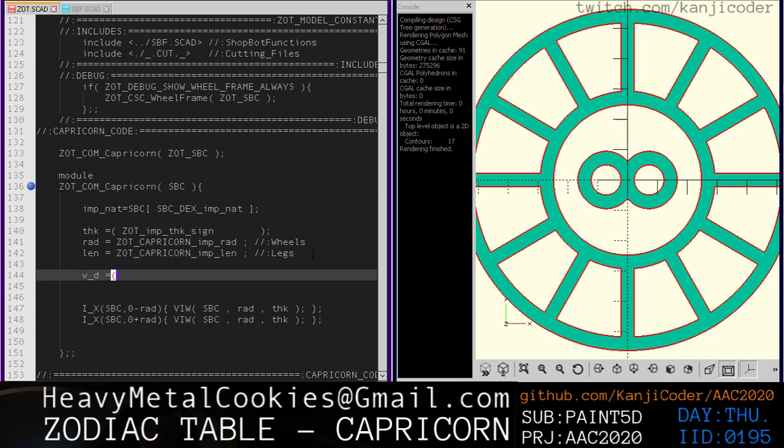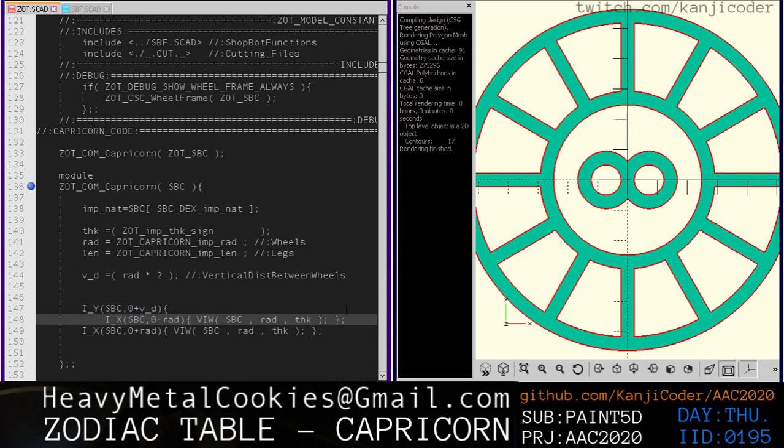So vertical distance between the circles is going to equal, I don't just want to tangent it, I think I want to do rad times 2 maybe. Vertical dist between wheels, okay? And then we're going to do an IY, and we'll do SBC 0 plus the vertical distance, right? And then for over here, we're going to take the same IY offset and inset that. And for the IY offset down here, we're going to minus, right?